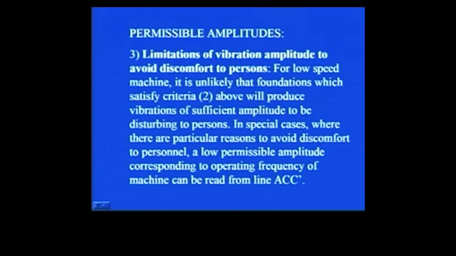Then the third part is limitation of vibration amplitude to avoid discomfort to persons. For a low speed machine, it is unlikely that foundations which satisfy criteria number 2, which we have just discussed above, will produce vibrations of sufficient amplitude to be disturbing to persons. In special cases where there are particular reasons to avoid discomfort to personnel, a lower permissible amplitude corresponding to the operating frequency of the machine can be read from the line ACC prime.